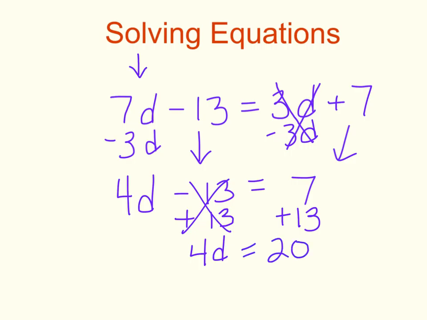And now this is a division problem, 4 times d. If I want to get d by itself, the opposite of multiplication is dividing. So I'm going to divide this by 4 and this by 4, and my answer is d equals 5.